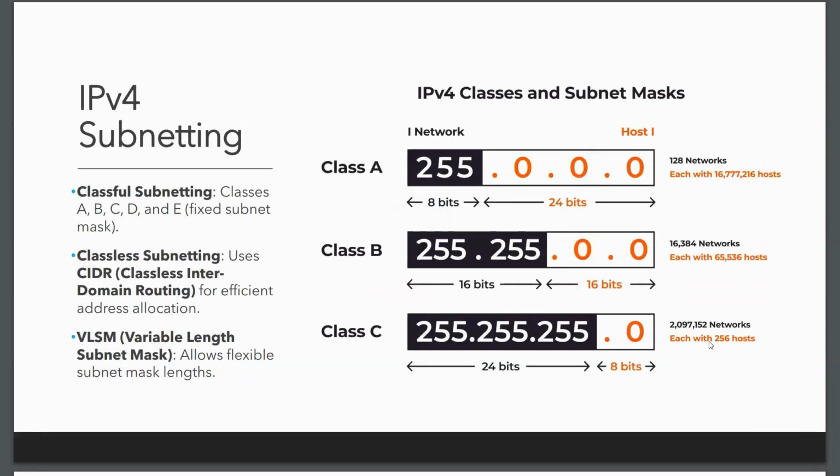IPv4 subnet. Subnetting is a way to divide larger networks into smaller, more manageable pieces. Subnets improve network efficiency and security by logically separating groups of devices. There are two primary methods of subnetting, classful and classless. Classful subnetting follows predefined address classes A, B, C, D, and E, while classless subnetting uses CIDR notation. It creates more flexible subnet sizes based on network needs. You may also encounter VLSM, or variable length subnet masking, which allows you to use different subnet masks within the same network. This adds flexibility to how IP addresses are allocated.